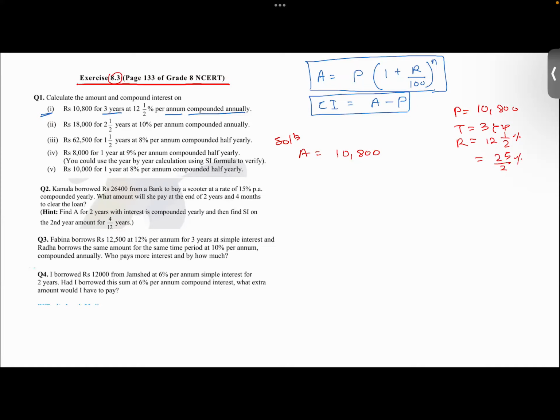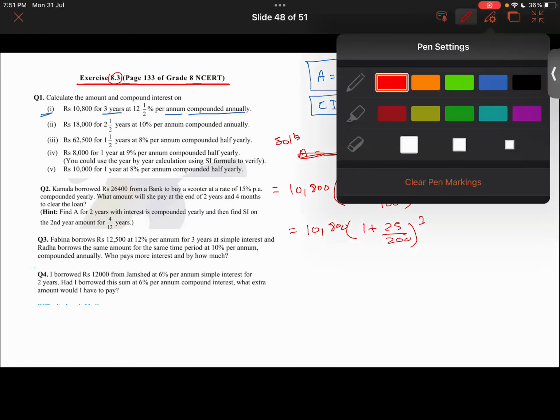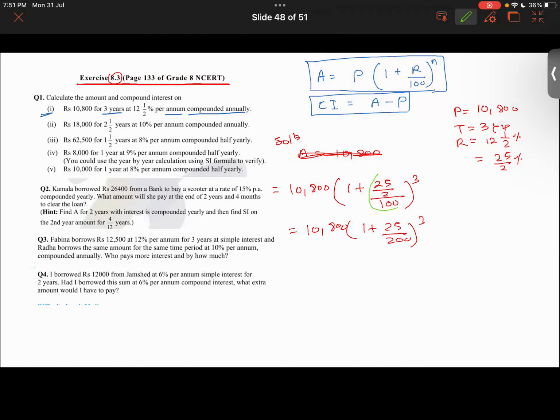Okay, let's solve this one. 10,800 multiplied by 1 plus 25 upon 2 upon 100 raised to the power 3. Or we can write it like this as well, Arhan: 1 plus 25 upon 200. Can we not write it like this? Because 25 upon 2 divided by 100 is the same as 25 upon 2 multiplied by 1 upon 100. Getting it?